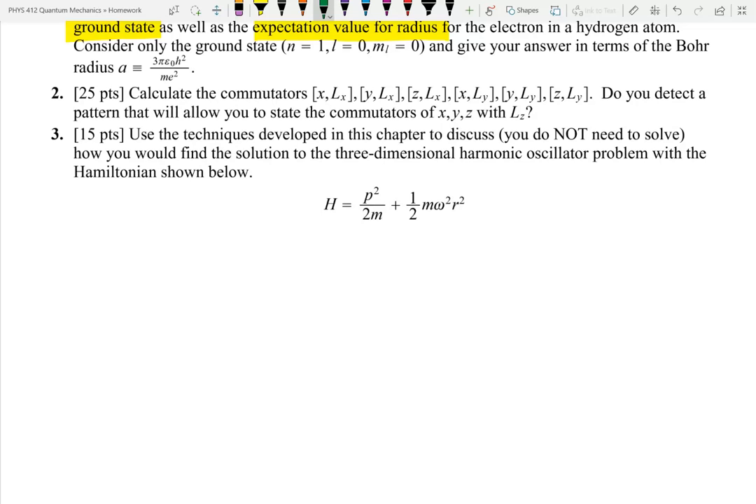Number 3, use the techniques developed in this chapter to discuss. You do not need to solve. I'm not asking you to solve this problem. Just talk about the methodology you would have to use to solve it. And yeah, I think this problem is solved in the textbook. How you'd find the solution to the 3-dimensional harmonic oscillator problem with the Hamiltonian shown here.